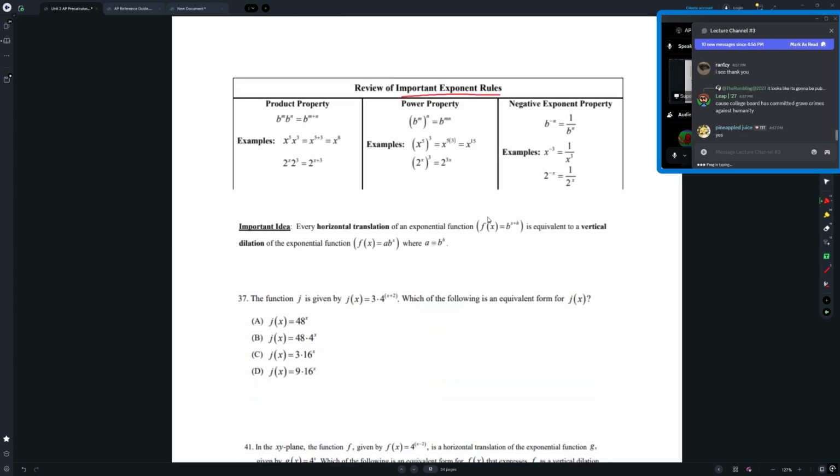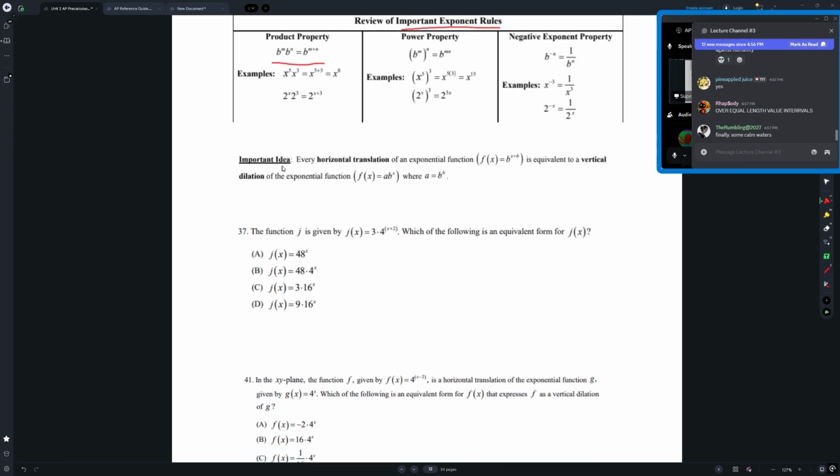Okay, so now we're gonna review some important exponent rules. This is where the solving starts for exponentials. The product rule is if you multiply, you can add the exponents together. The power rule is if you have the power of something, then multiply them together. And the negative exponent rule is if it's negative, you put it in the denominator. I hope everyone knows these 3 rules by this point.